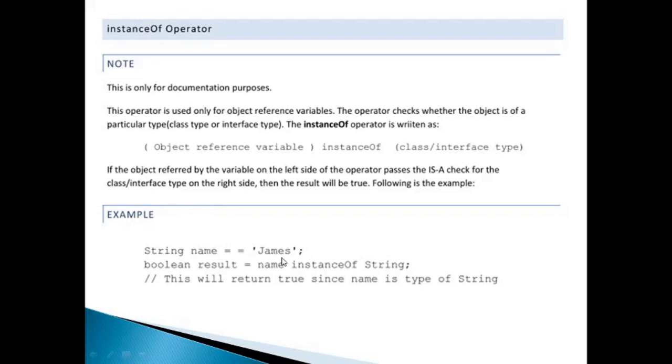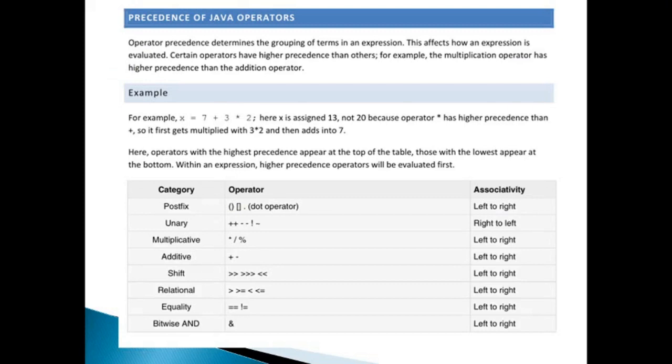String name is equal to James. Boolean result is equal to name instanceof String. Now, instanceof String will return true if name is an instance of String. That instanceof String operator will return true, and so this expression will also return true.